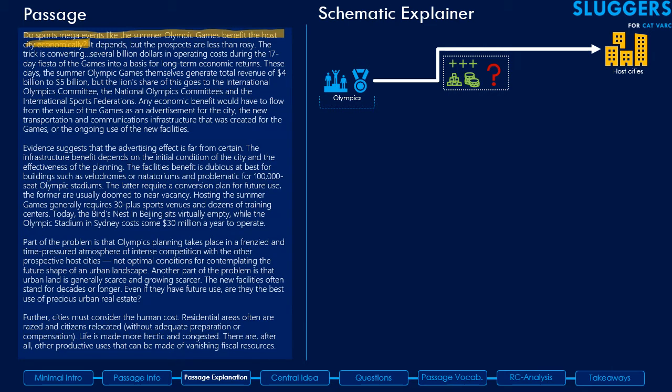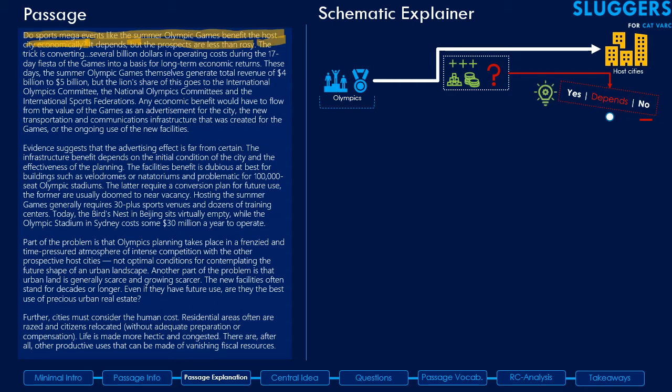Do sports events like the Summer Olympic Games benefit the host cities economically? Well, it depends, but the prospects are less than rosy. So he's basically saying that the answer to this question, whether they do actually benefit or they don't, depends on some factors maybe. So the answer can be yes, the answer can be no, right? It depends. But the prospects are less than rosy. That means it is highly likely that they do not. The odds are in favor of there not being any benefit. That's what he's saying. Okay, coming to the next sentence.